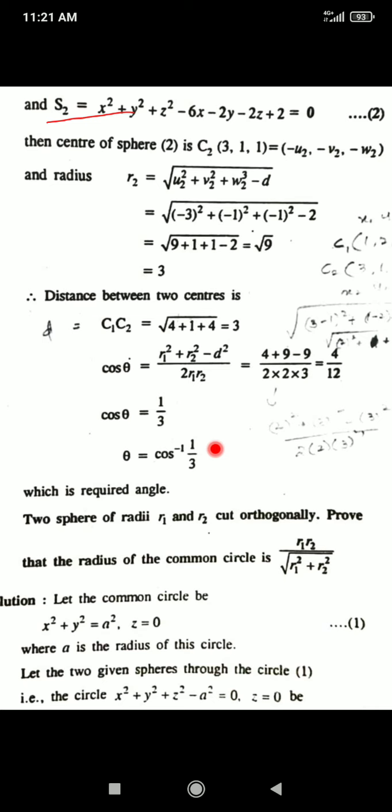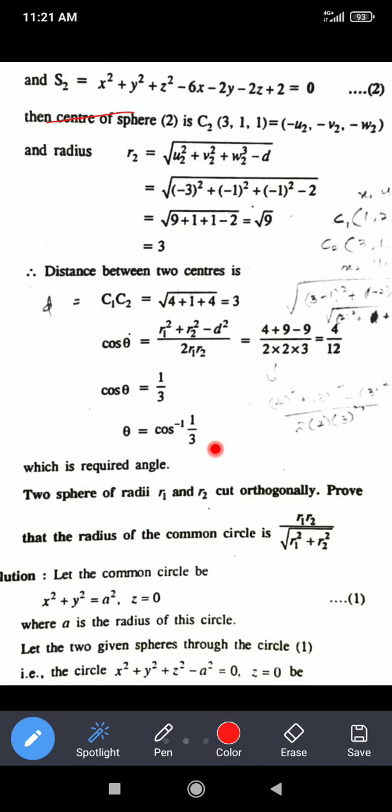So that is cos theta is equal to 1 by 3, and theta is equal to, taking cos to the right hand side, cos inverse of 1 by 3. So that is the value of theta. Okay, so this is a very important example. Cos theta is equal to 1 by 3, so now I am finding the value of theta. That is theta is equal to cos inverse 1 by 3. So this is the way of finding the theta value.